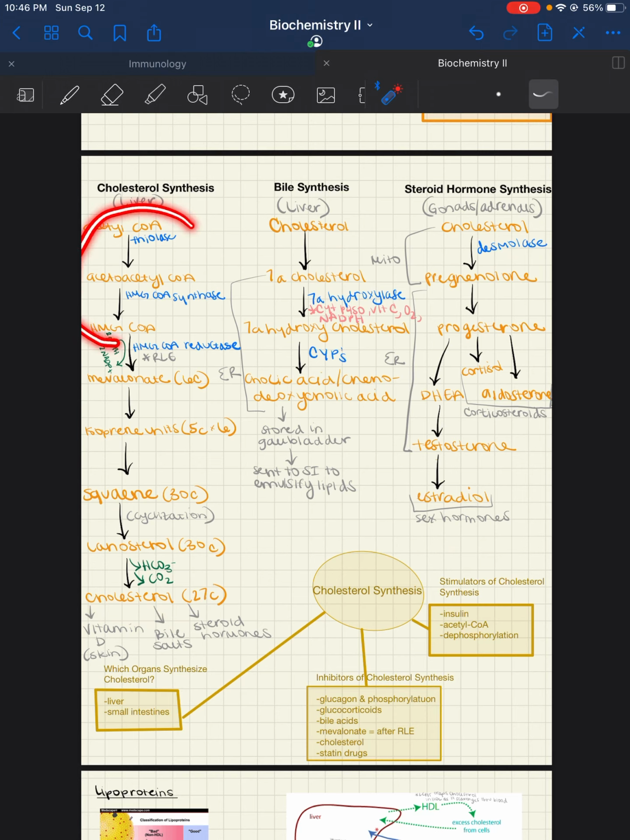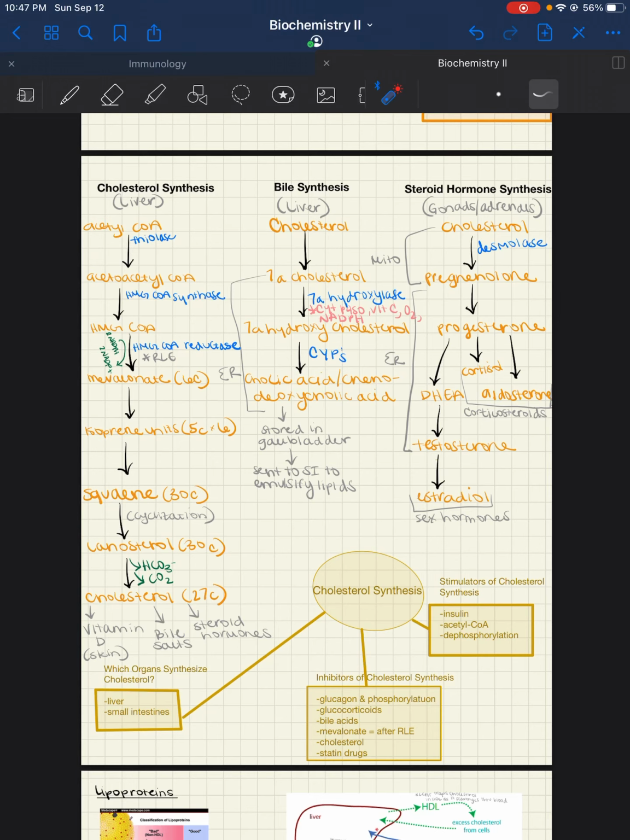So, like I said, these first few steps are part of ketogenesis, and then I remember my skin loves cholesterol. I think about that because cholesterol helps you make vitamin D, and squalene is in skincare that I use, so that's what I think of.